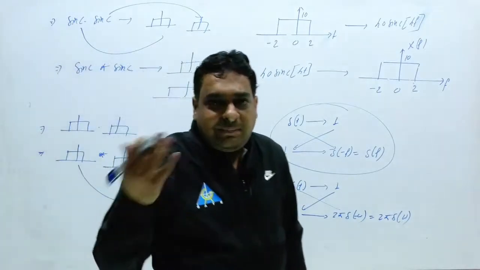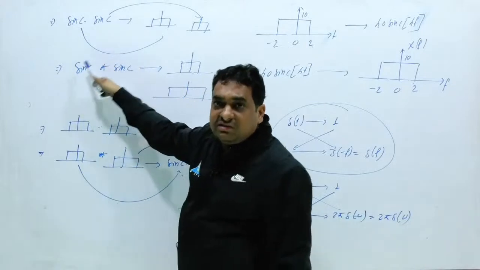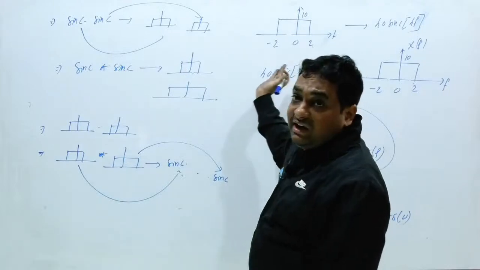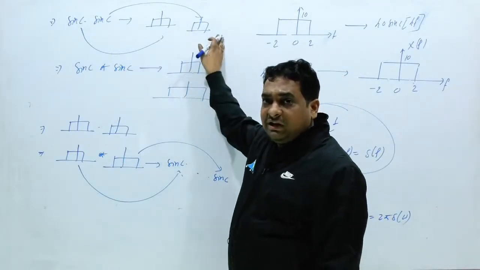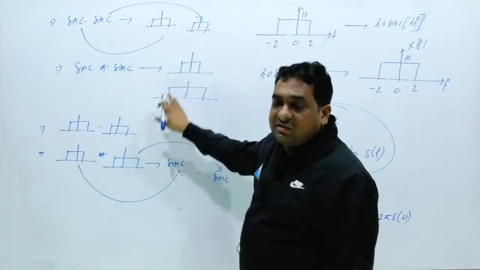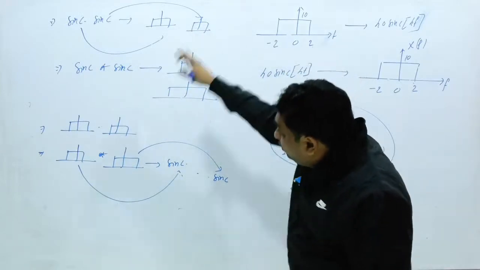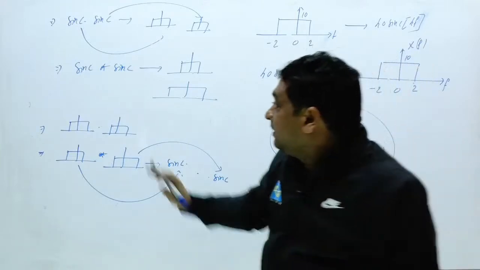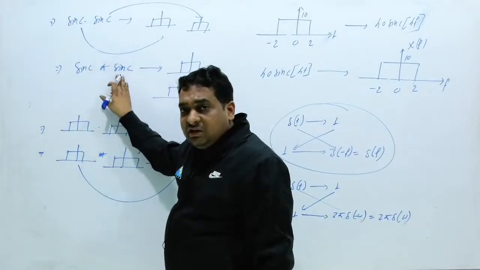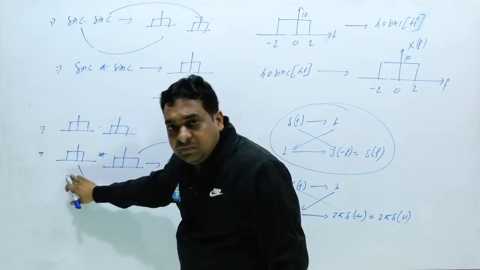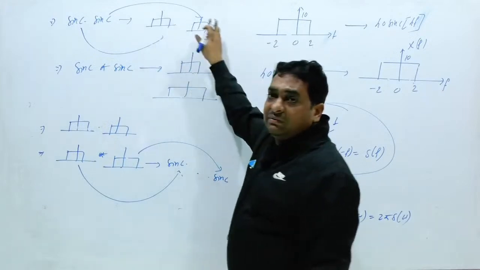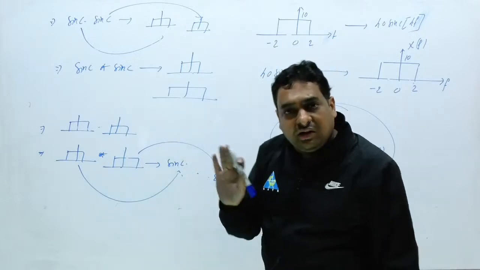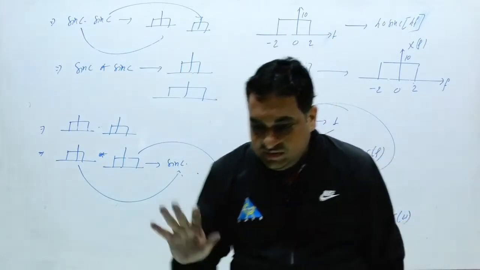Can you solve? Left sided: either sinc multiplication, sinc convolution, or pulse multiplication, pulse convolution. Or right sided similarly: pulse multiplication, pulse convolution, sinc multiplication, or sinc convolution. So you should be expert in all eight problems. You should try by yourself. Is this clear? I hope now you are expert in this.